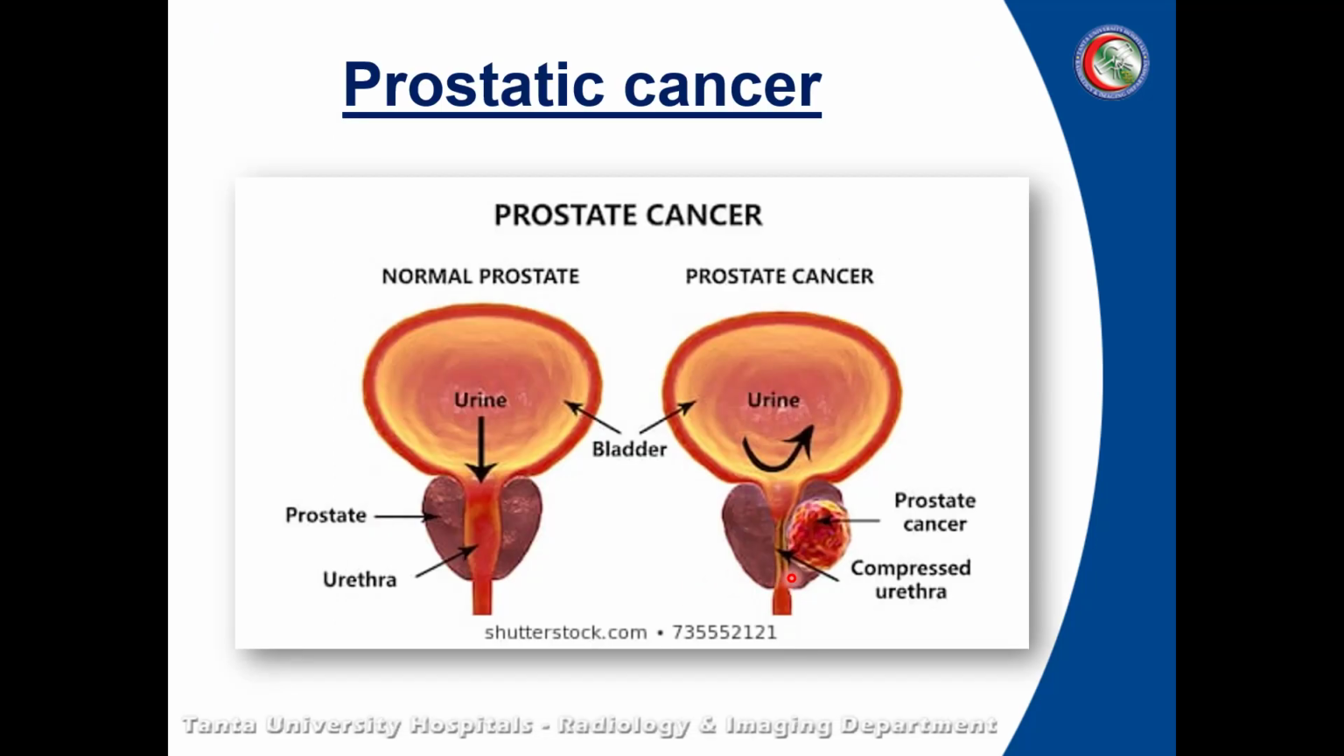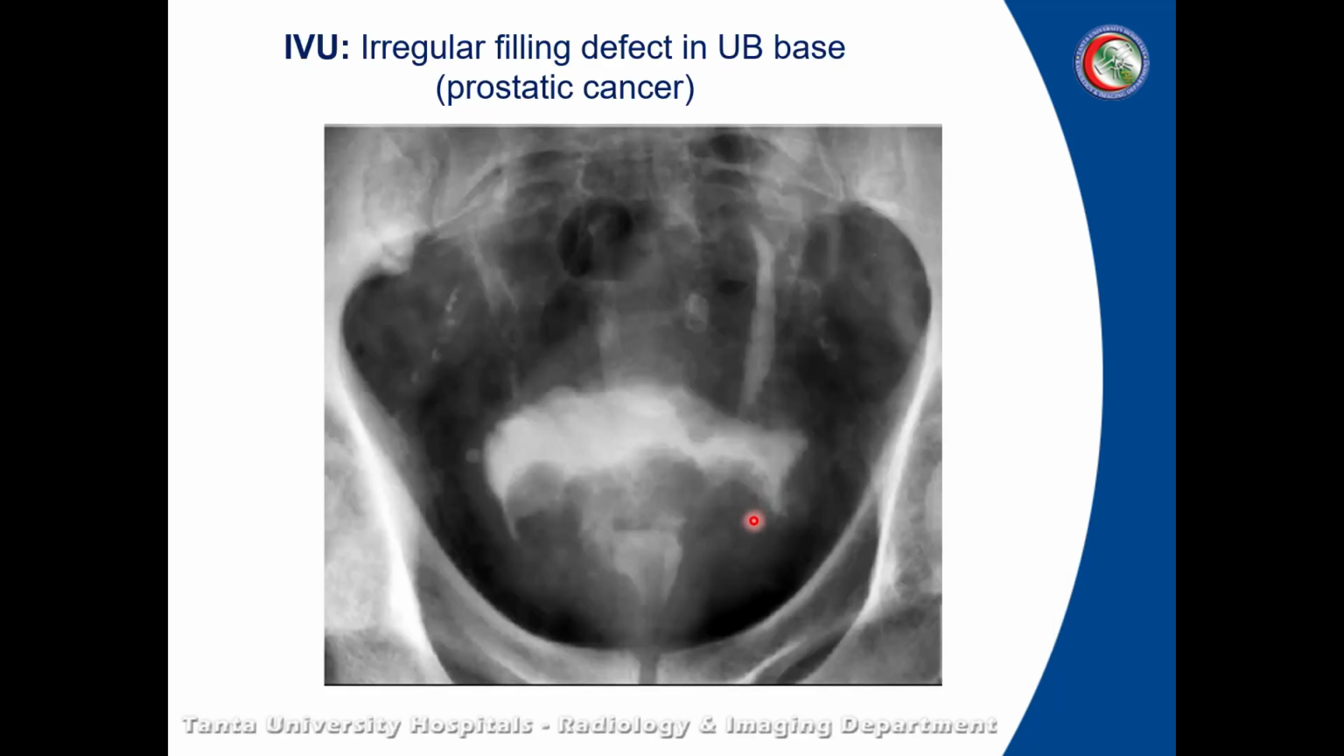But in case of prostatic cancer, there is an irregular-shaped filling defect in the urinary bladder base, like in this one. This is IVU, showing an irregular appearance of filling defect in the urinary bladder base. So the full comment is IVU showing an irregular filling defect in the urinary bladder base, prostatic cancer.